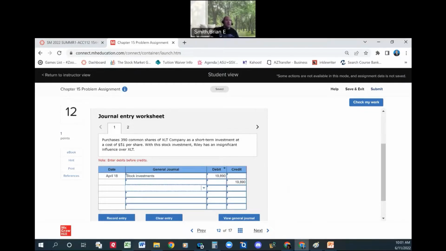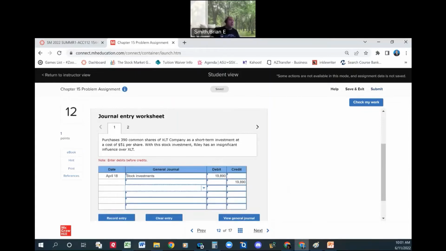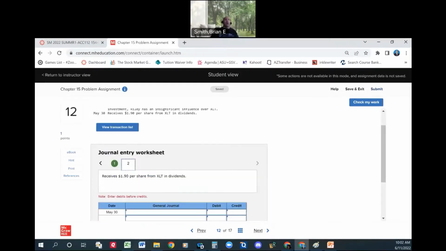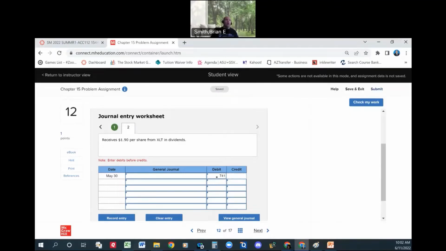And let's see next. What is our next journal entry here? Then we receive $1.90 per share from XLT. Well, we bought 390 shares, so let's multiply 390 by 1.9. $741 is what we get in dividends. So 741. It's going to be dividend revenue, and it's going to be cash we're receiving.